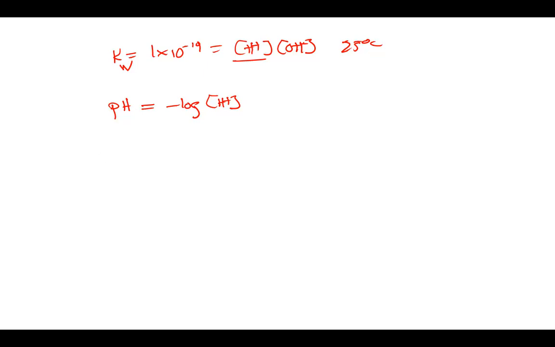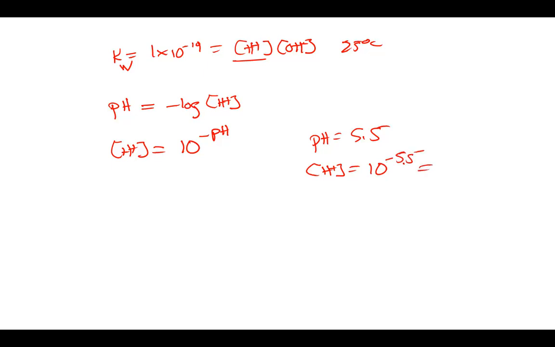And let's say you're given the pH and you got to find out what the hydrogen ion concentration is. Well, you just take the reverse of that. So you would get the hydrogen ion concentration is equal to 10 raised to the negative pH. So if somebody says the pH is 5.5 and they ask you to find out what the hydrogen ion concentration is, you would say the hydrogen ion concentration is 10 raised to the negative 5.5 power.